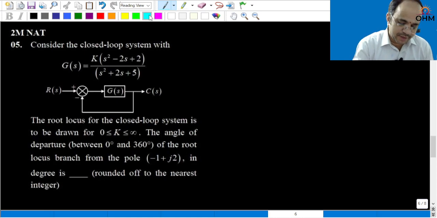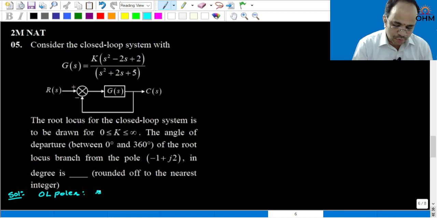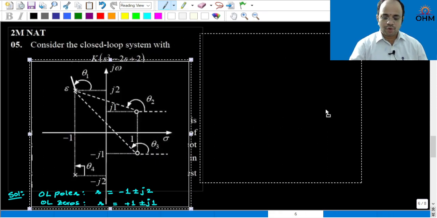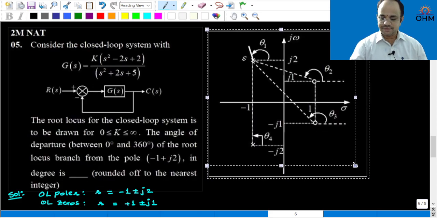Now, from the given transfer function, the first step is to calculate where the open loop poles are. So the open loop pole locations are -1 plus or minus j2, and the open loop zeros are located at +1 plus or minus j1. Okay. Now, with this, I prepared a slide to show you quickly the pole-zero diagram for this given system.